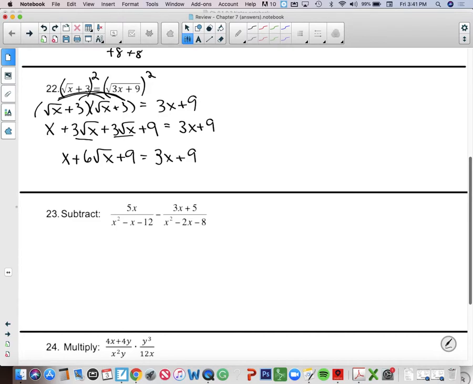And now we got to put everything on one side away from that radical. Okay, we got to isolate the radical again. So move the x over, and then move the 9 over.